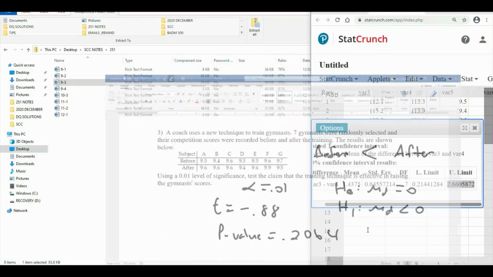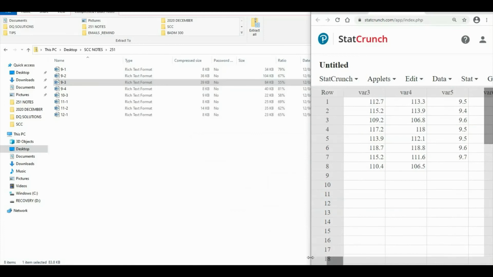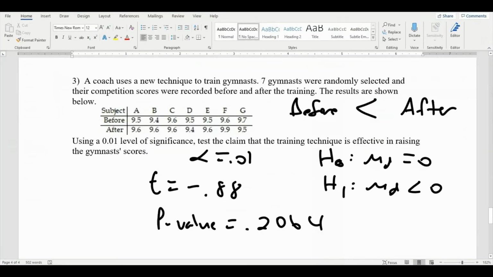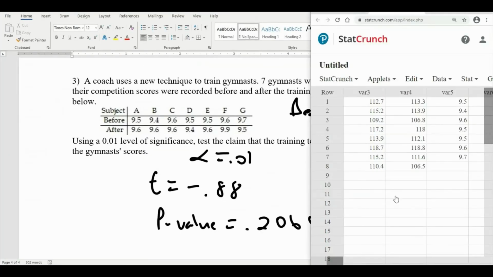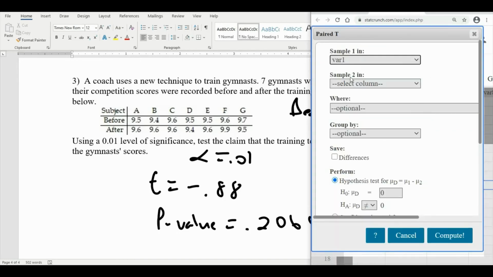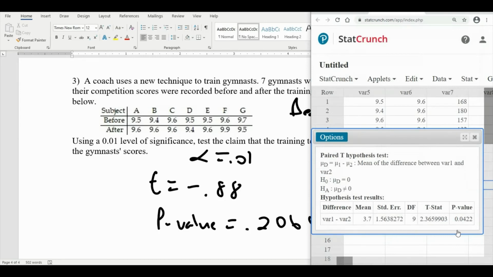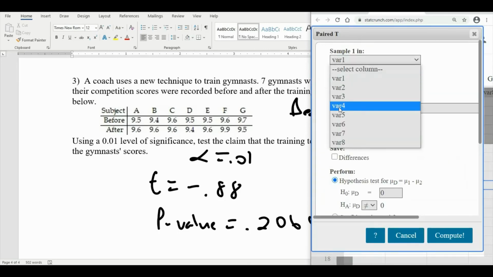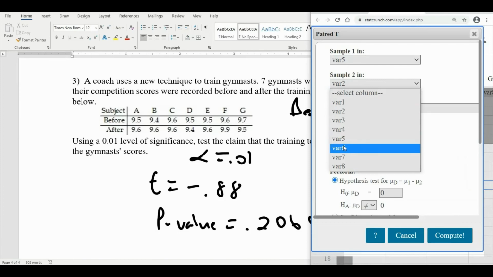StatCrunch, just to show you. I think I had those in here already. So that should be 9.5 and 9.6. Okay. So let's go to stat, t-stats, paired, and then var1, var2, and just hit compute. And there, t-stat, nope, see, I hit the wrong one. Remember, these are 5 and 6.